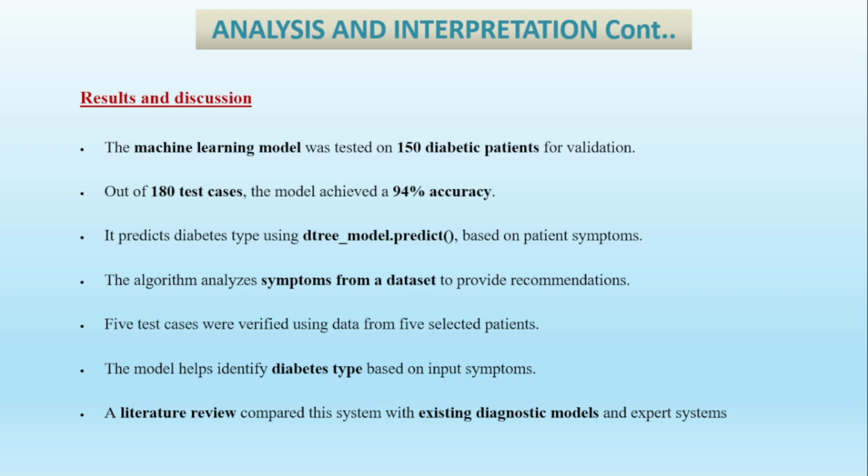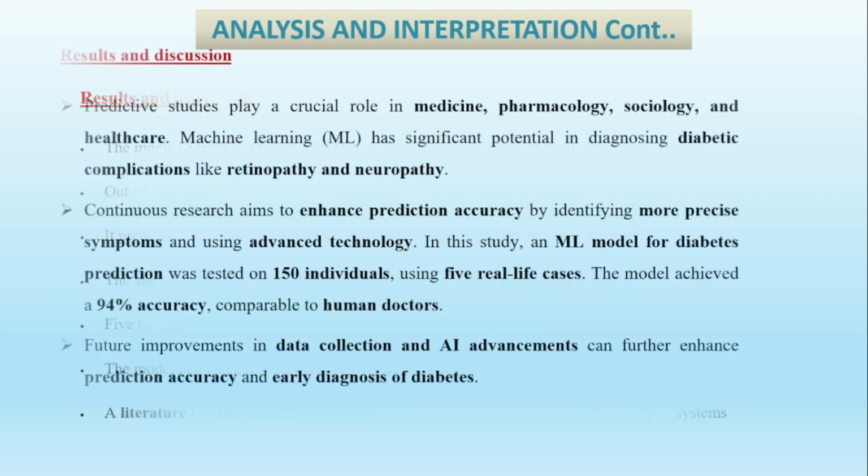The machine learning model was tested on 150 diabetic patients for validation. Out of 180 test cases, the model achieved 94% accuracy. It predicts diabetes type using the decision tree model, based on patient symptoms. The algorithm analyzed symptoms from the dataset to provide a recommendation. 5 test cases were verified using data from 5 selected patients. The model helps identify diabetes type based on input symptoms. A literature review compared this system with existing diagnostic models and expert systems.